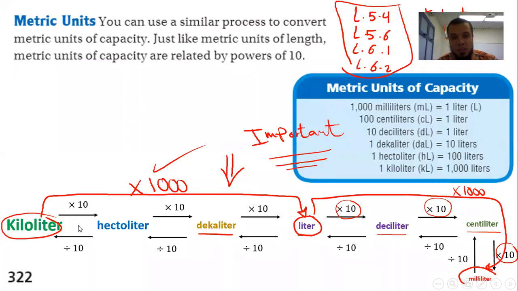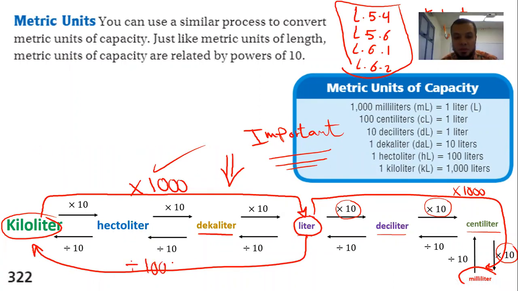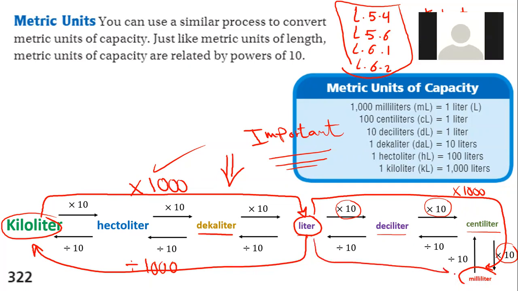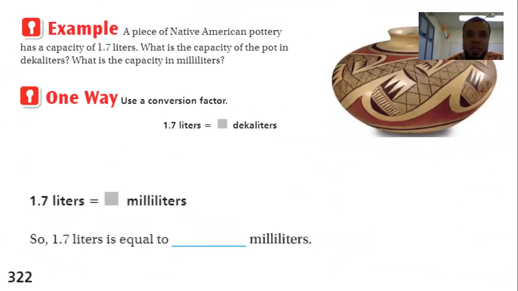From kiloliter into liter, you need to multiply by 1,000. If you convert from liter back, divide by 1,000. If you convert from liter to milli, you need to multiply by 1,000. These are the important relationships I want you to understand.